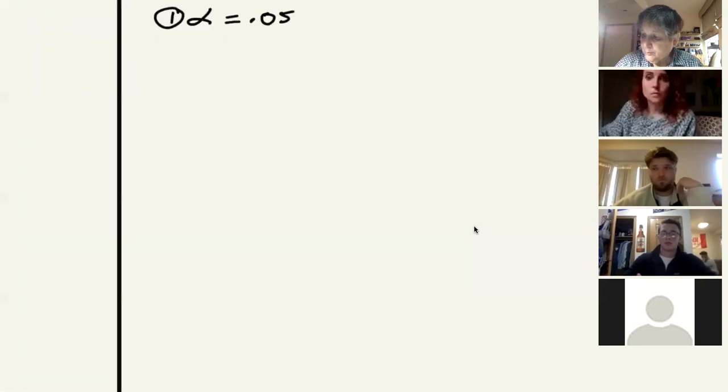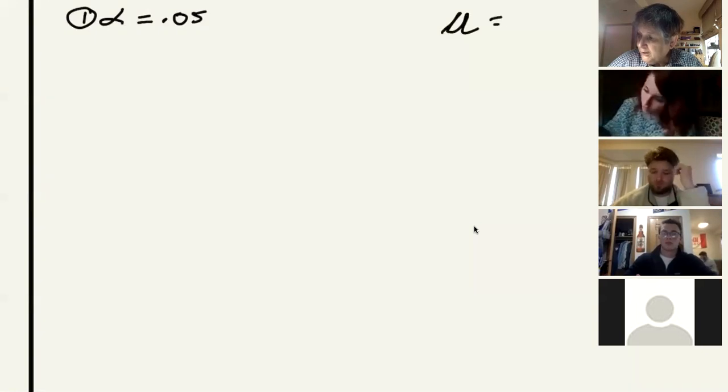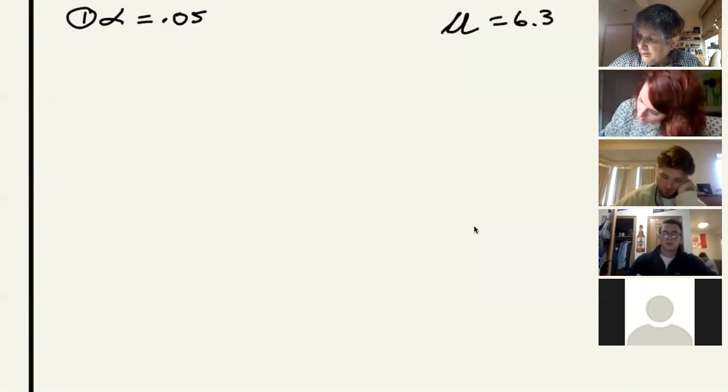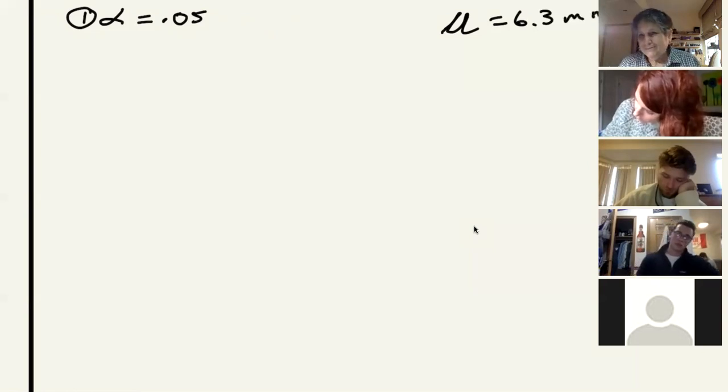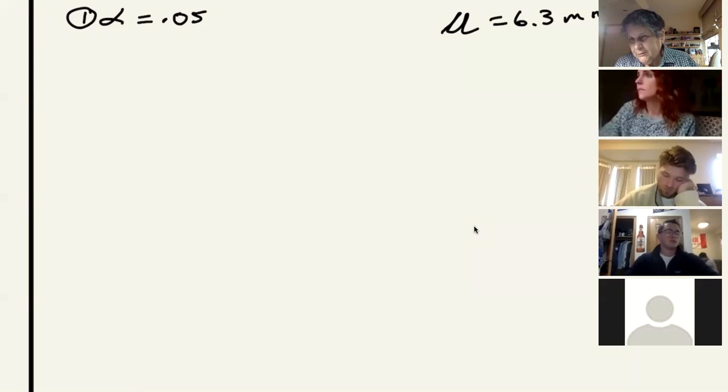Okay, so here's what we know. We know the population mean, which we write like a mu, equals 6.3 millimeters. That's like maybe 1.5 inches-ish. I think I got that right. No, I don't think I have that right. Anyway, 6.3 millimeters, whatever it is.